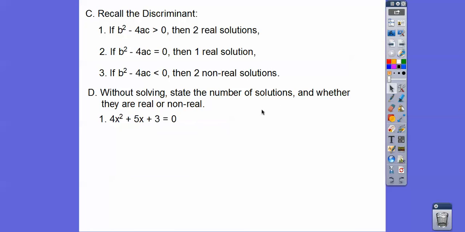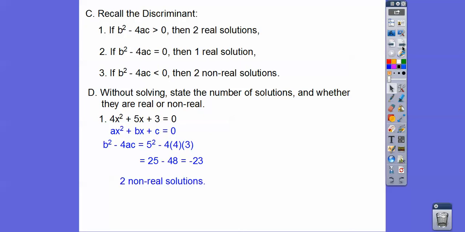Okay, so it has to equal 0, so we can do the b squared minus 4ac. That's a, that's b, that's c. Okay, so b squared minus 4ac gives us 5 squared minus 4 times a is 4, and then times c is 3. Okay, so 25 minus, let's see, 16 times 3 is 48, so 25 minus 48 is negative 23. Okay, so since it's not positive, it's less than 0, negative 23 is less than 0, that just tells us there's 2 non-real solutions. Okay, that's our answer.